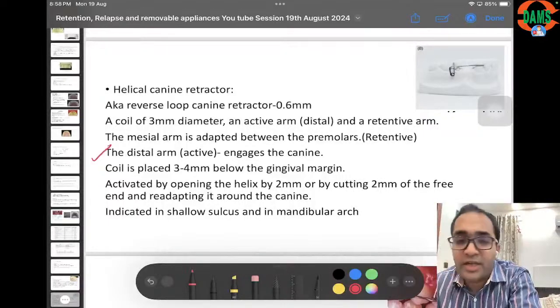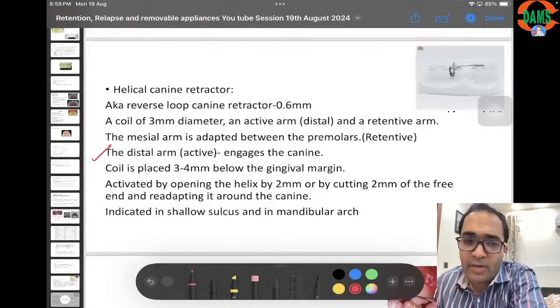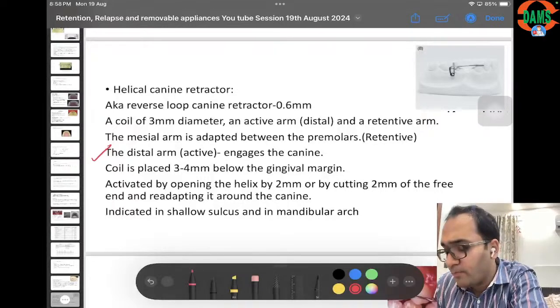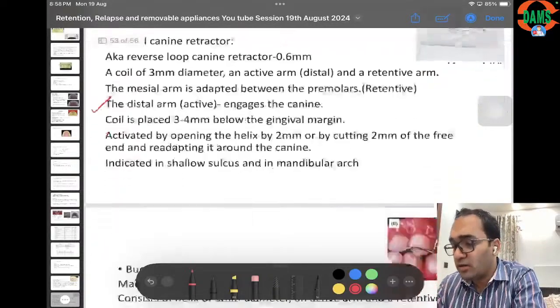The distal arm engages the canine and the coil is placed 3 to 4 mm below the gingival margin. It is activated by opening the helix by 2 mm, or cutting 2 mm of the free end and readapting it around the canine. It's indicated in shallow sulcus and in the mandibular arch.